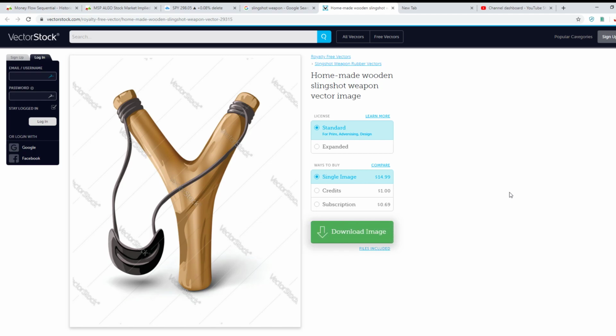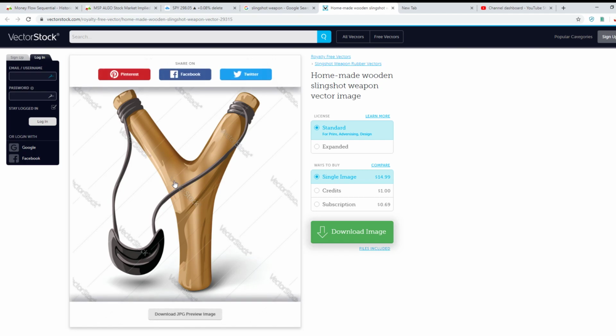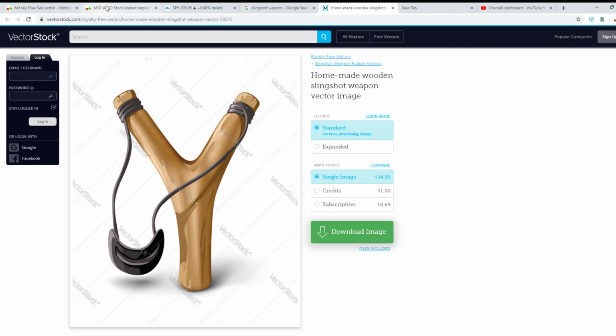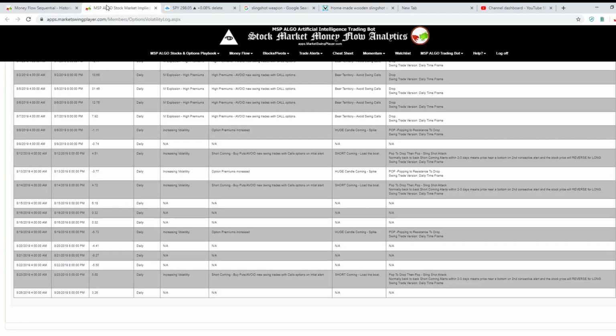Why do I call it a slingshot? Because they have to pull. They got to put a little projectile in there. They got to pull it back. They got to let that projectile go. And then it flings. And that's the type of price action.